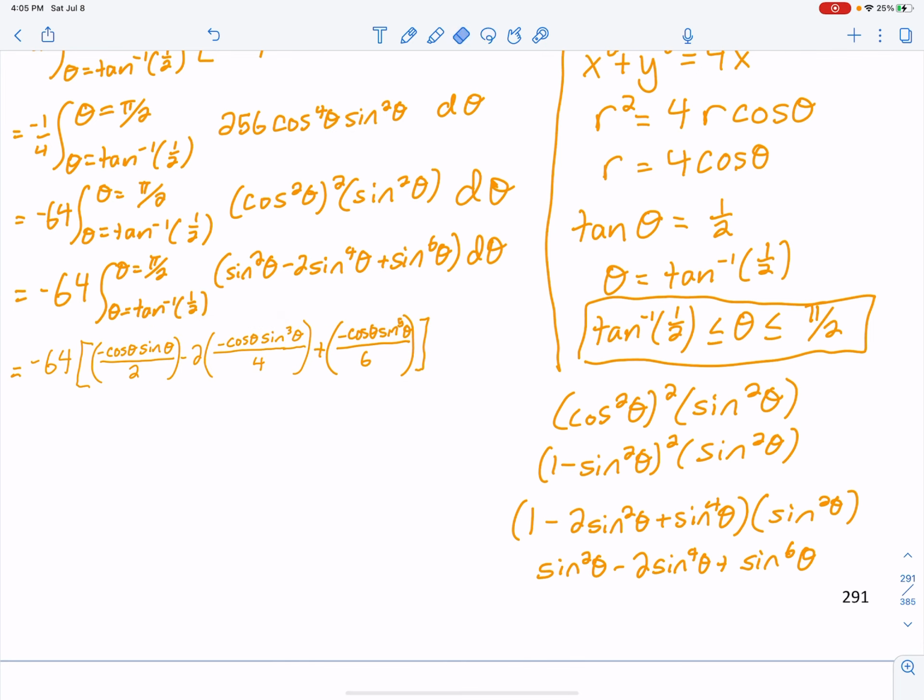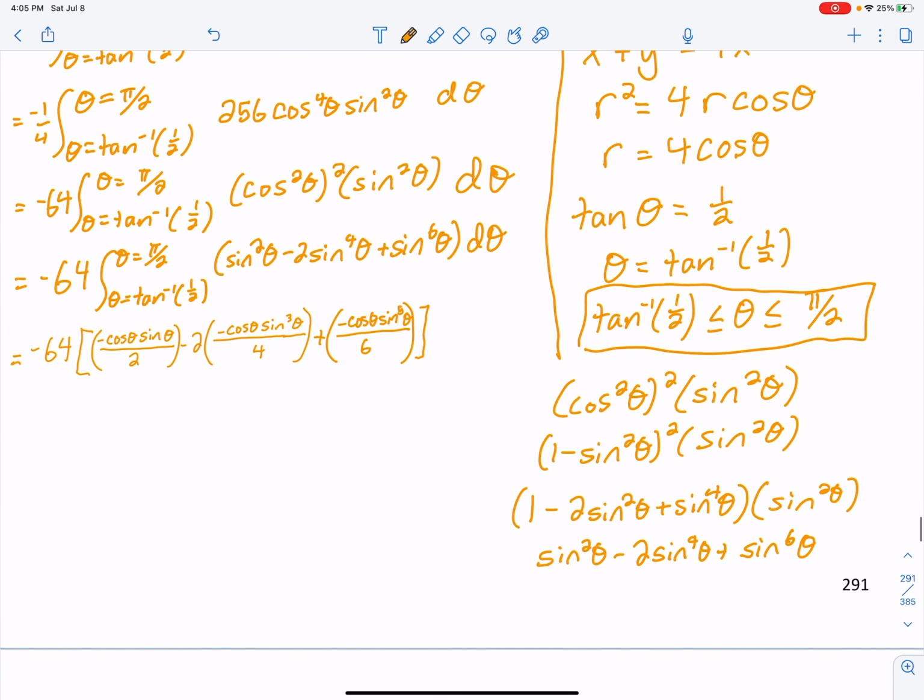Looks like I just lost the dot of the i on that sine. This is going to now be run between theta equals arctan of 1/2 and theta equals pi over 2. Okay, at this point, I would use a computer. That's a lot of stuff to plug in, and it's disgusting.